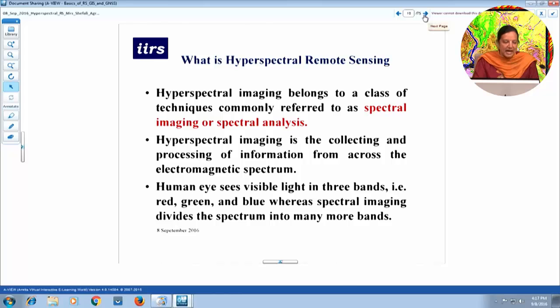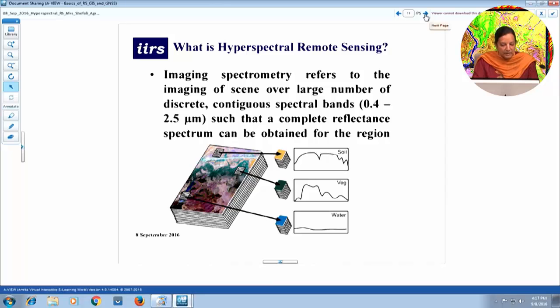Ultimately, we can say hyperspectral imaging belongs to a class of techniques referred to as spectral imaging or spectral analysis, because it is basically a part of spectroscopy. It is the collecting and processing of information from across the electromagnetic spectrum, and going from 3 bands to a larger number of bands, in the hundreds, is what is hyperspectral remote sensing. 3 broad bands to hundreds of narrow bands. It is continuous, and a complete reflectance spectrum can be obtained by hyperspectral observation.